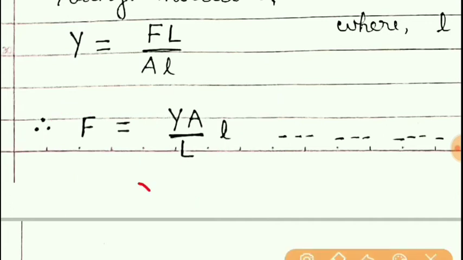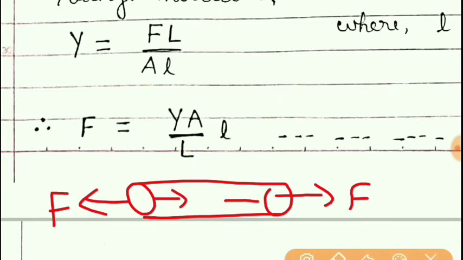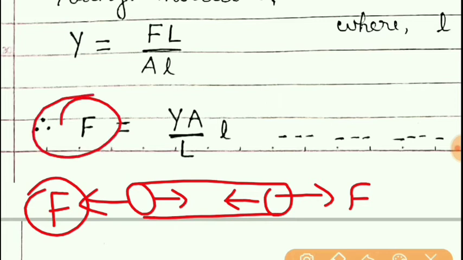Also, when I say I have applied the force on this rod, then what will happen? The interatomic forces will be in the opposite direction, having the same magnitude as the external force. So this is the interatomic force or external force, whatever you consider, because both are the same. These two are equal only.